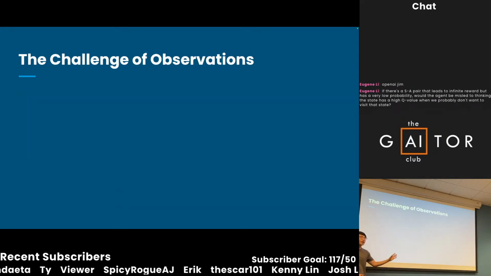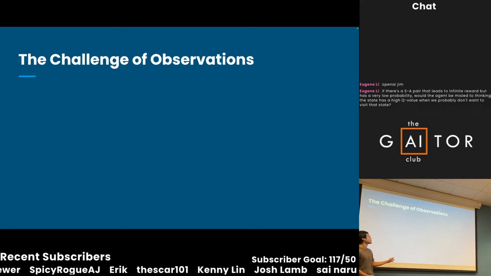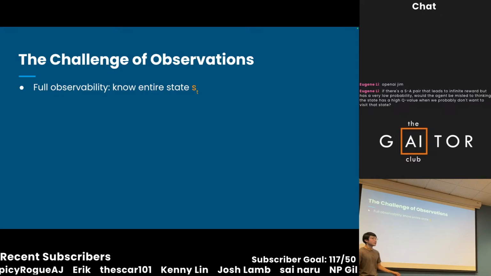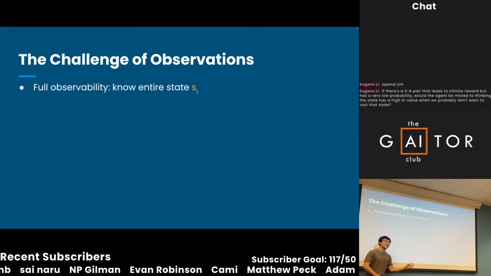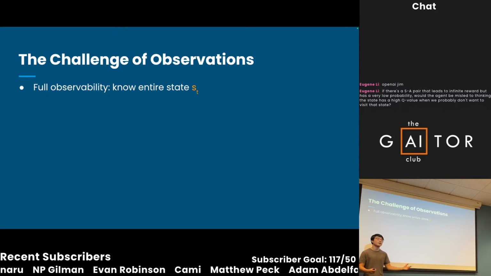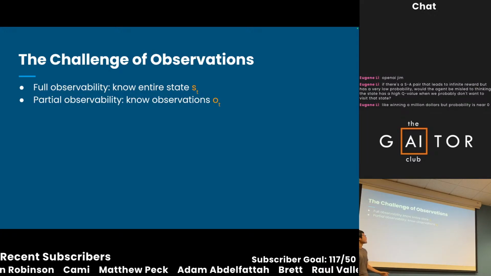Okay, a few other caveats we need to discuss before implementing these algorithms. The first is the challenge of observations. Everything we've discussed so far is called a fully observable state, in which we know the exact state. We know every single tile, whether it's a frozen lake, a hole, or a treasure chest. And this is like cheating, because in the real world, you don't get a fully observable environment. There are going to be parts of places where you can't see. This is called a partially observable state.